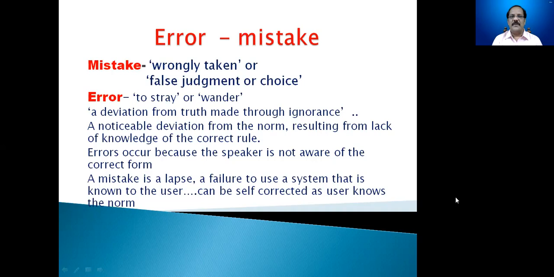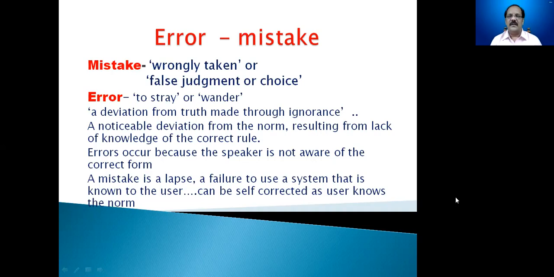An error occurs because the speaker is not aware of the correct form. If the speaker is not aware of the correct form, and it is a deviation from the regular norm, then that is what we call an error. Then what is a mistake? A mistake is a lapse or a failure to use a system that is known to the user. That means the speaker knows it and can self-correct, as the user knows the norm. Users know the rules or the norms, but they may commit a mistake. That means they can correct themselves.